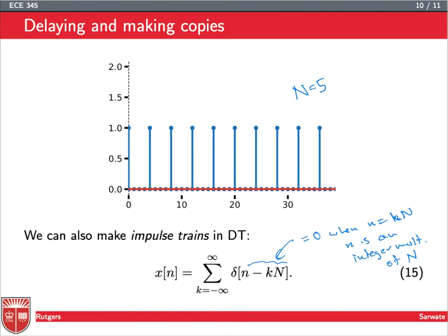And so you can see this is related to downsampling and upsampling when you think about working with discrete time signals. These impulse trains are going to be pretty important when we talk about doing signal processing.